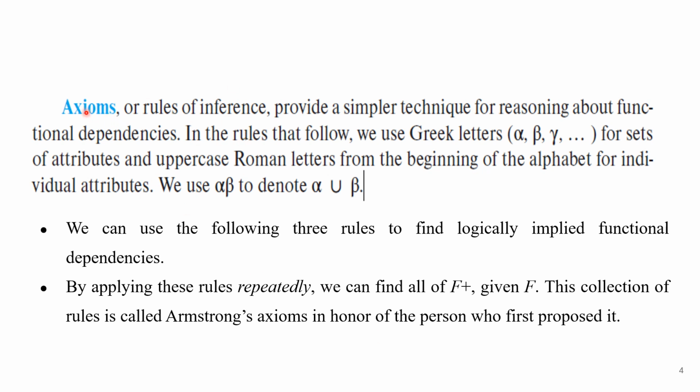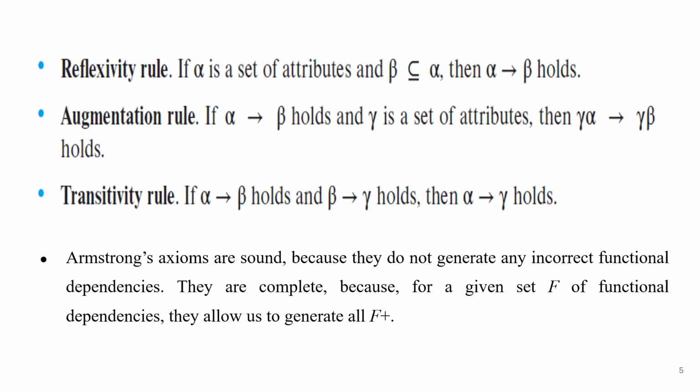Here again, the axioms, or rules of inference, provide a simpler technique for reasoning about functional dependency. In the rules that follow, we use the Greek letters alpha, beta, gamma for sets of attributes and uppercase Roman letters from the beginning of the alphabet for individual attributes. We use alpha beta to denote alpha union beta. We can use these three rules to logically imply functional dependencies. By using these rules repeatedly, we can find the functional dependencies in the collection. Here again is the same thing in terms of Greek letters.